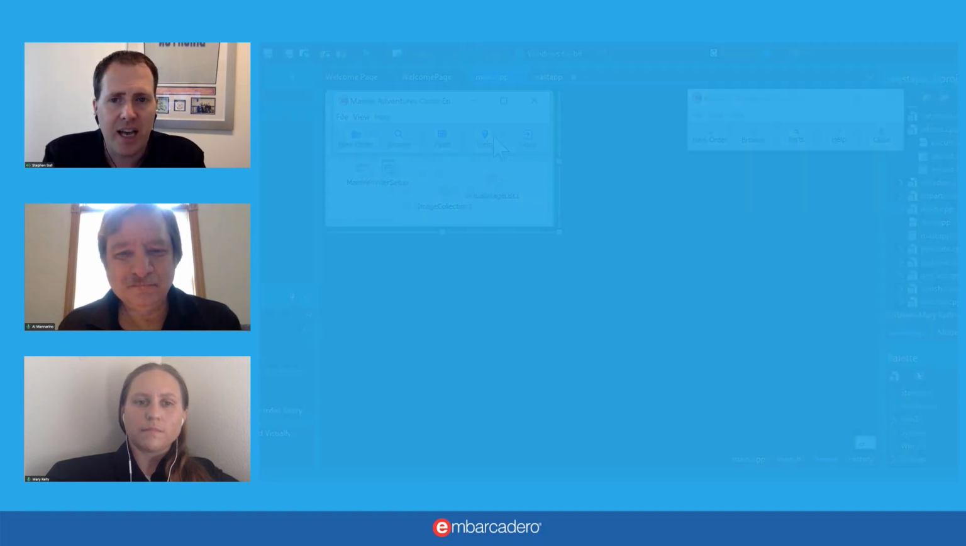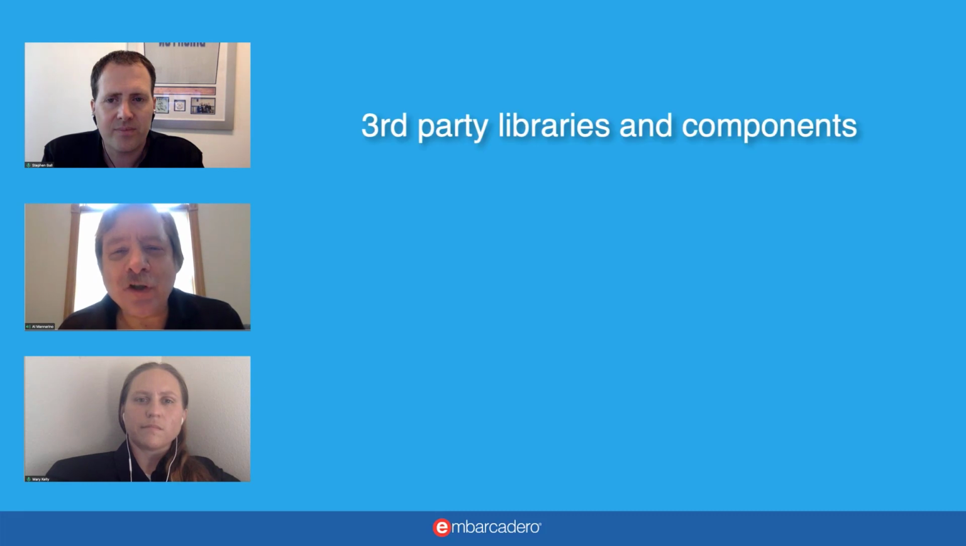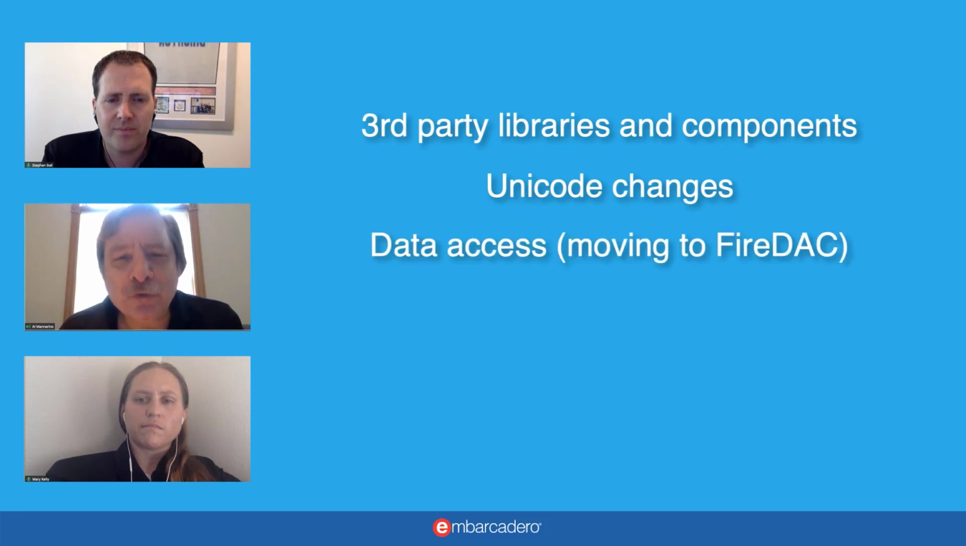Al, anything else that you want to add as a quick summary at the end here? Wonderful. So during this migration, we got to look at the main items to consider when migrating a legacy C++ Builder app to the current version. So basically, we looked at third-party libraries and components. We looked at any Unicode changes you may need to make if you were running a version of C++ Builder prior to C++ Builder 2007. We looked at the data access components, specifically, if you were using the older Borland Database Engine, to get off of that to a newer, more modern data access component like our FireDAC component. So we showed you how to migrate off of the BDE to FireDAC.